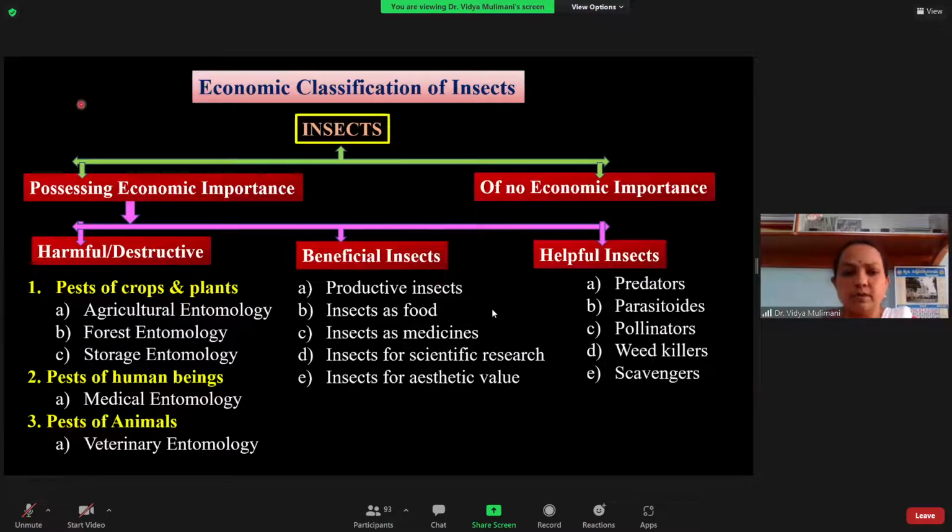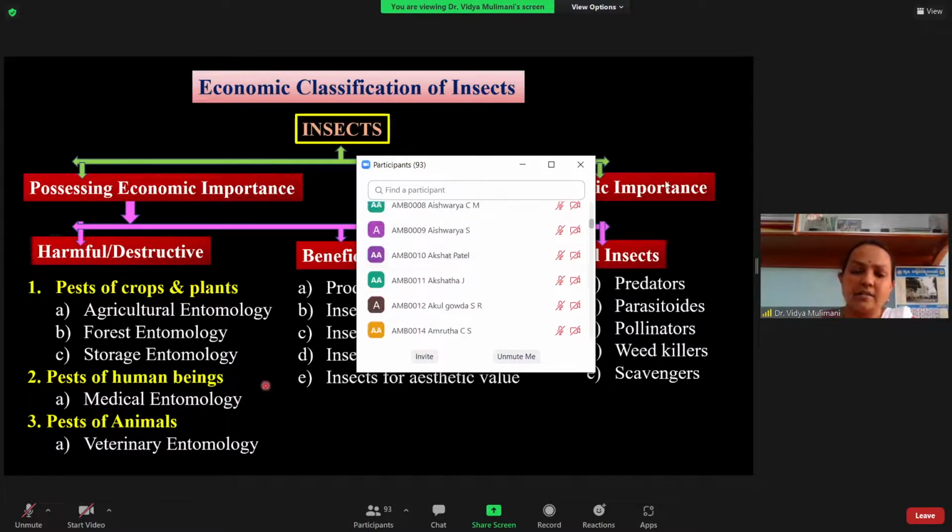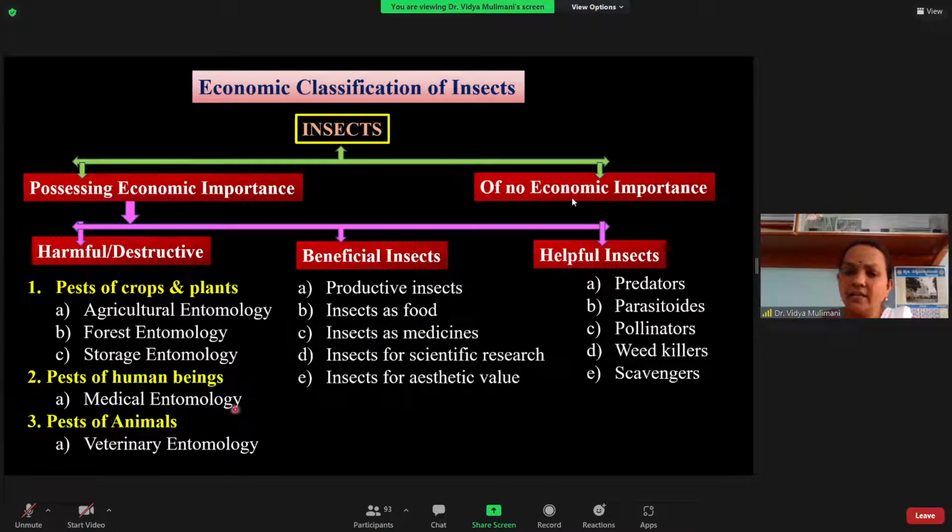So this is the first part, where I have covered the harmful and destructive insects, that is, insects possessing economic importance. Under that, I have covered these three subtopics. First, the pests of crops and plants: agriculture, forest, and storage. Under the pests of human beings, you have medical entomology, with two categories. One is the insects that act as a cause or carrier of diseases and spread human diseases. Another is the household insects plus the insects which give us a painful bite and sting. They all come under the pests of human beings.